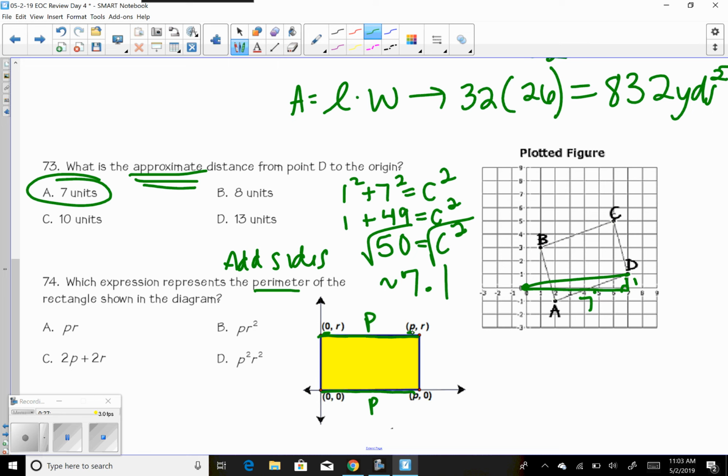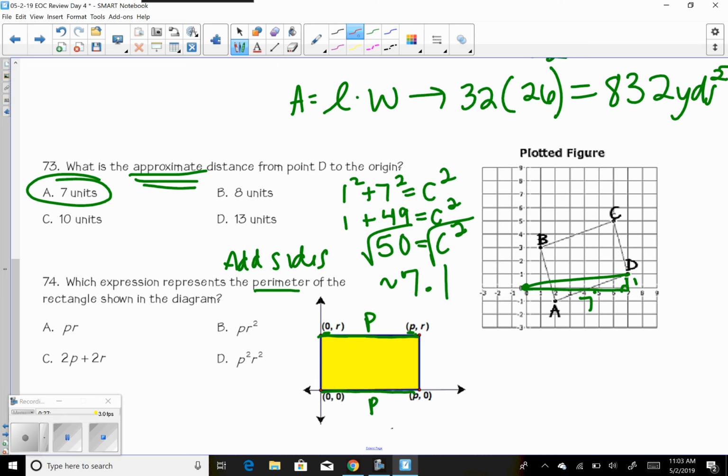Okay, I don't know what that number was. If that was a 3, this length would be from 0 to 3, which would be a 3, right? If that were a 10, it would be 0 to 10, and it would make this 10. We just don't know what that is. So we just call it p, whatever it is. It's a variable, but whatever that is, this is the same.